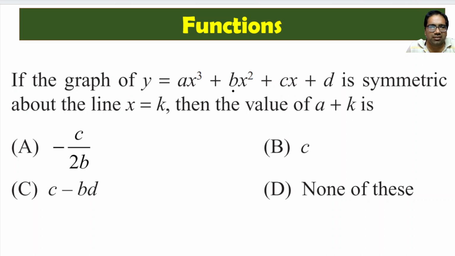Now, what does that mean? The real equation is this, and this is symmetric about the line. That means this line should be the line passing through the vertex, which is nothing but minus c by 2b. So a plus k: a is anyway 0, k should be minus c by 2b. Right, guys?